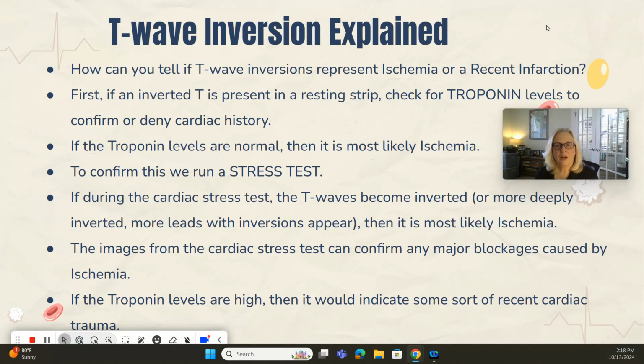So if during a resting EKG, the T waves are normal, we don't see any T wave inversion, and then we put them on a treadmill and exercise, and then the T waves all of a sudden are upside down while they're exercising, then we know it's ischemia for sure. Okay. They'll probably have symptoms of the ischemic response, so they'll have chest pain, shortness of breath, they might get lightheaded, dizzy, all that stuff.